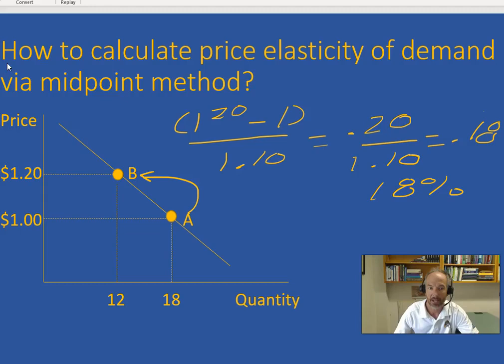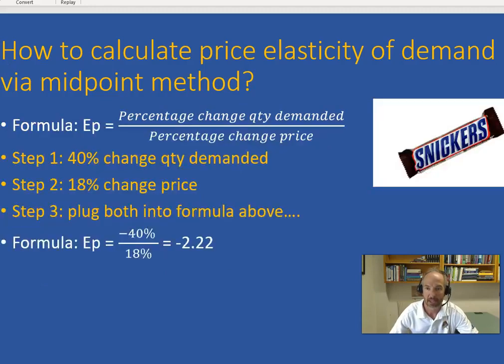So now we've calculated both the percent change in price and the percent change in quantity. So in the upstairs, in this formula, using our midpoints, we have 40%. In the downstairs, we have 18% price change. And plugging these both in, you have negative 40 divided by 18, which gets you negative 2.22.